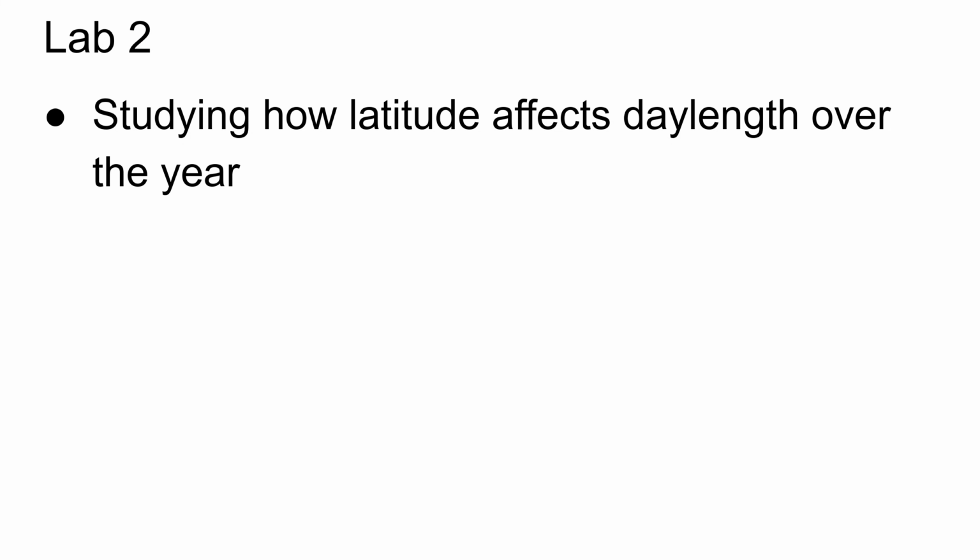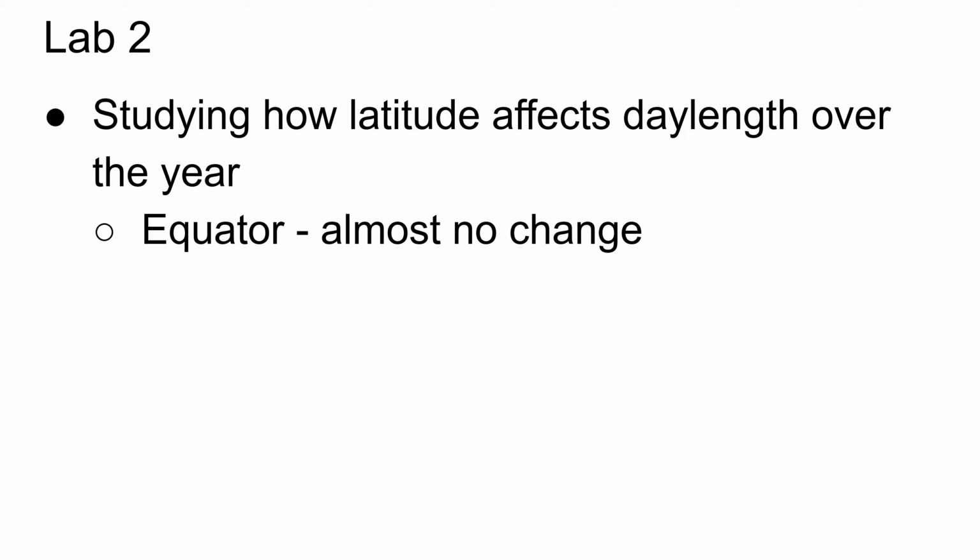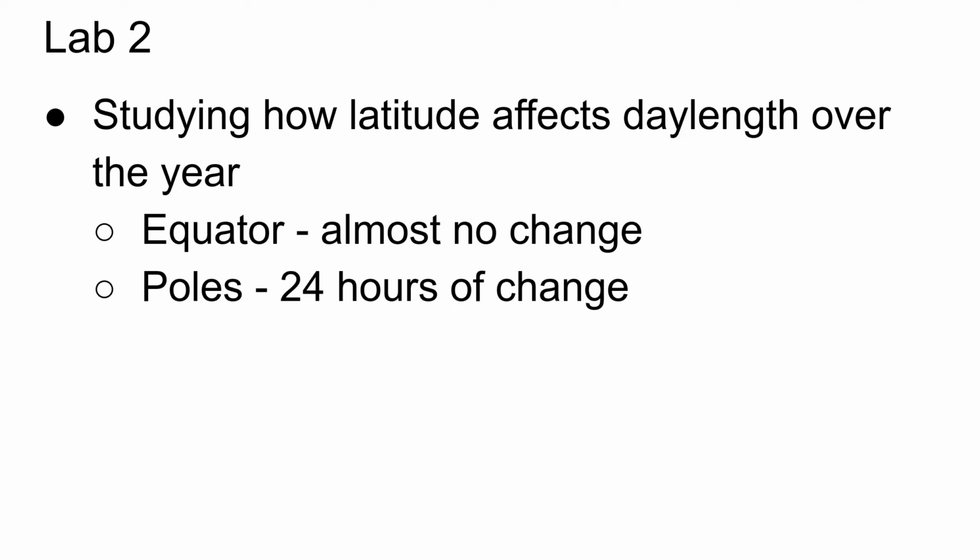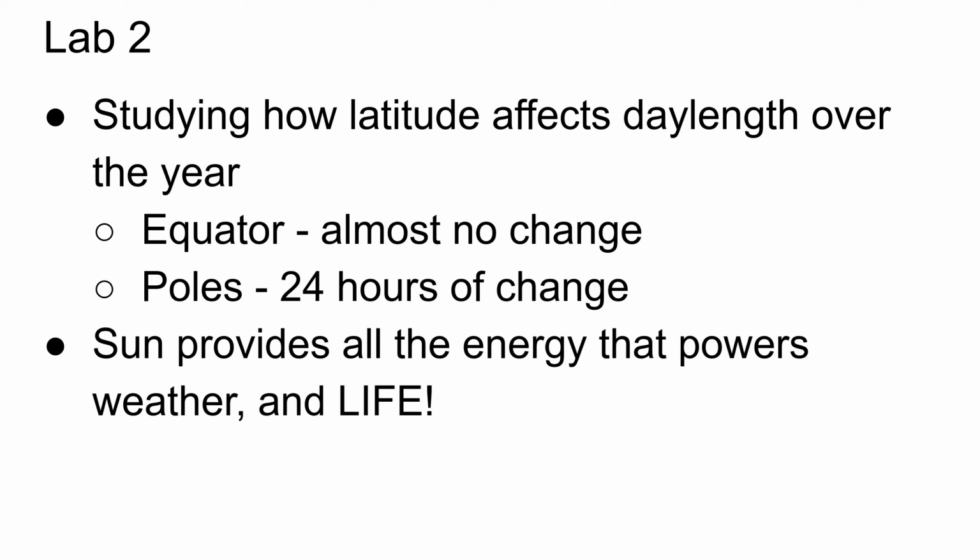We're going to study how latitude affects day length over the year, how at one latitude we have different day lengths at different seasons. For example, at the equator, there's no change. Every day is 12 hours. The poles go from 24 hours of daylight in the summer to 24 hours of darkness in the winter, and everybody in between has an in-between amount of change between summer and winter.